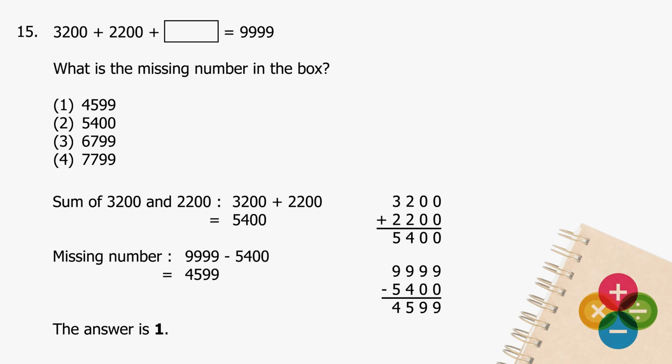The sum of 3,200 and 2,200 will be, add 3,200 to 2,200, and the sum is 5,400. The missing number will be, subtract 5,400 from 9,999, and the difference is 4,599. The answer is 1.